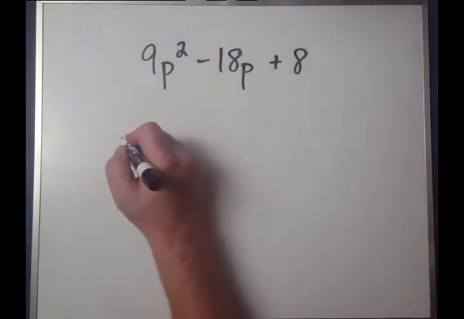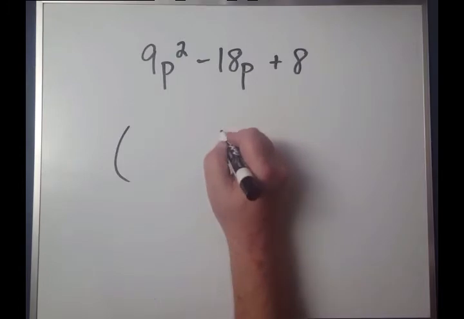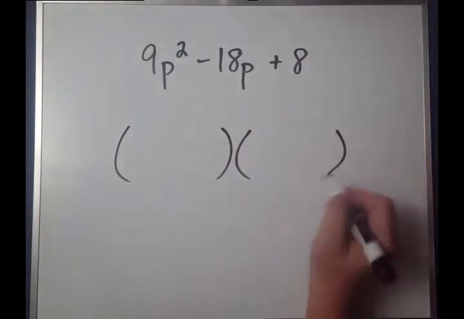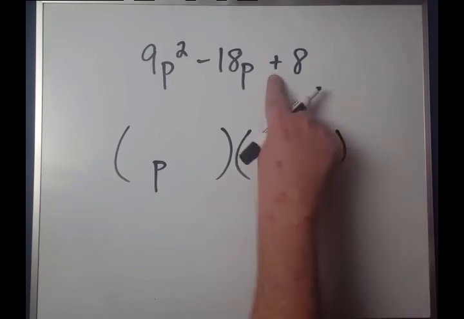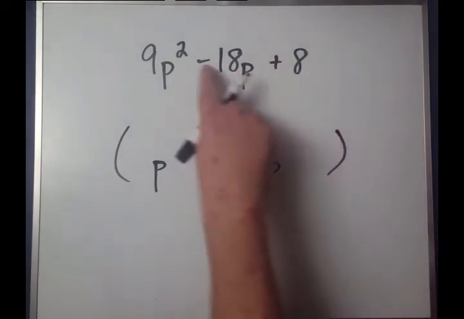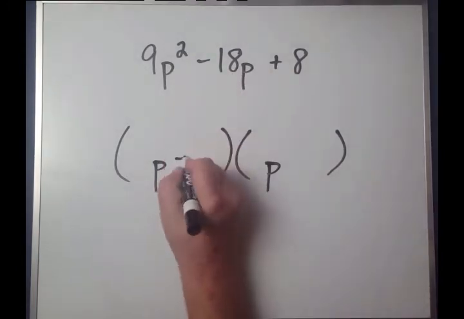So if this factors, if it will unfoil, it will factor as a pair of binomials, each starting with some p term. What do I know about my signs? I know that they are the same, and in fact they are both minus.